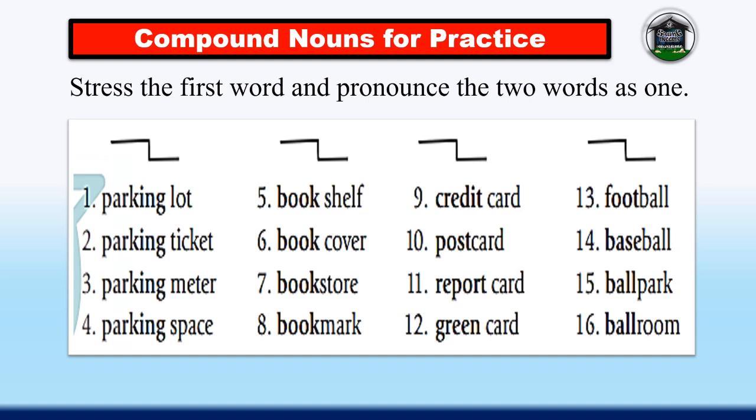Compound nouns for practice. Stress the first word and pronounce the two words as one. Parking lot. Parking ticket. Parking meter. Parking space. Bookshelf. Book cover. Bookstore. Bookmark. Credit card. Postcard. Report card. Green card. Football. Baseball. Ballpark. Ballroom.